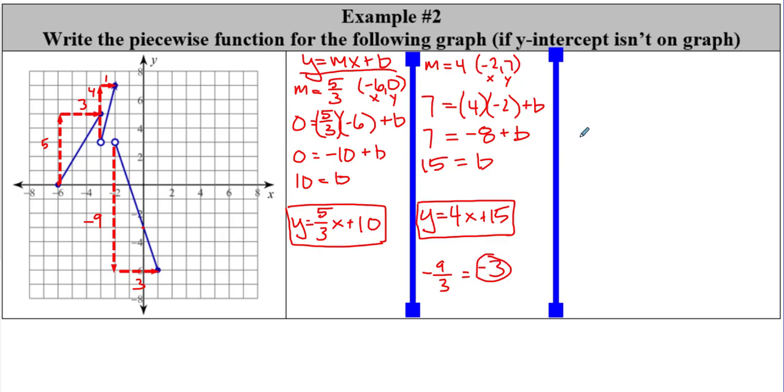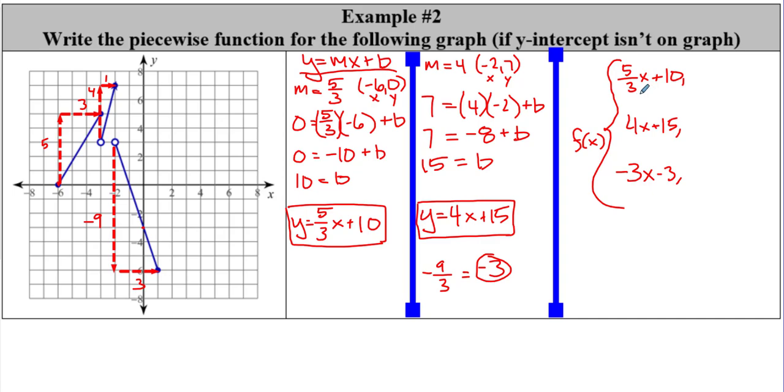So let's go ahead and write our piecewise. We got f of x. Okay, we need our big squiggly bracket. Okay, and our first equation is 5/3 x plus 10. We have our comma. We have 4x plus 15. We have our comma. And then our last one, we have a slope of -3. So we got -3x, and then a y-intercept of -3.